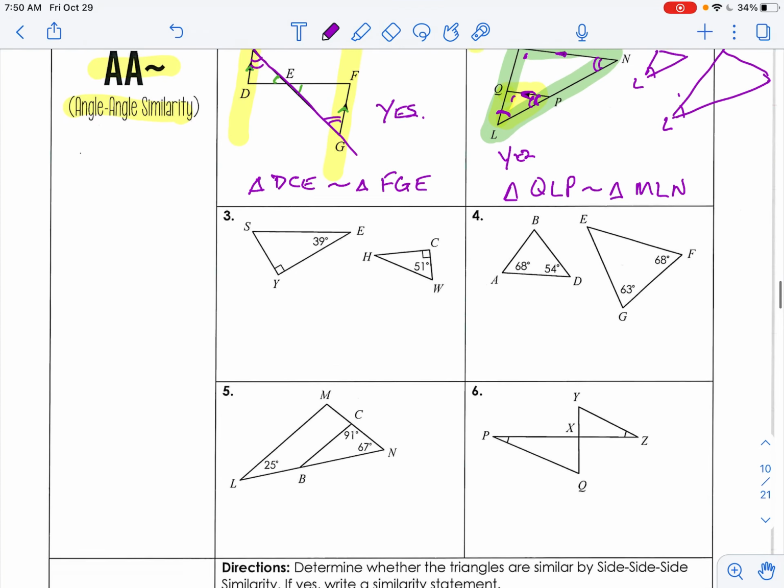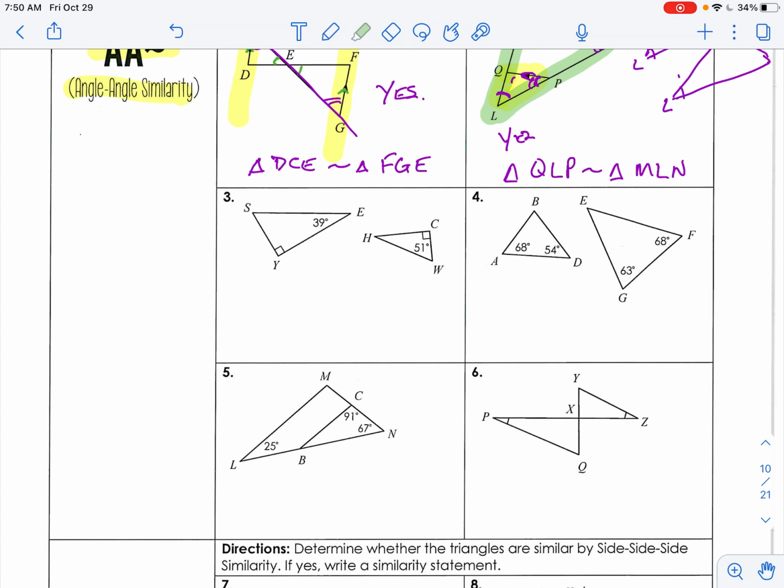All right, let's look at number three. Number three, just a simple one again. If I have a right triangle, pretty much done. Yep, there are the two. Here's an angle that's the same.